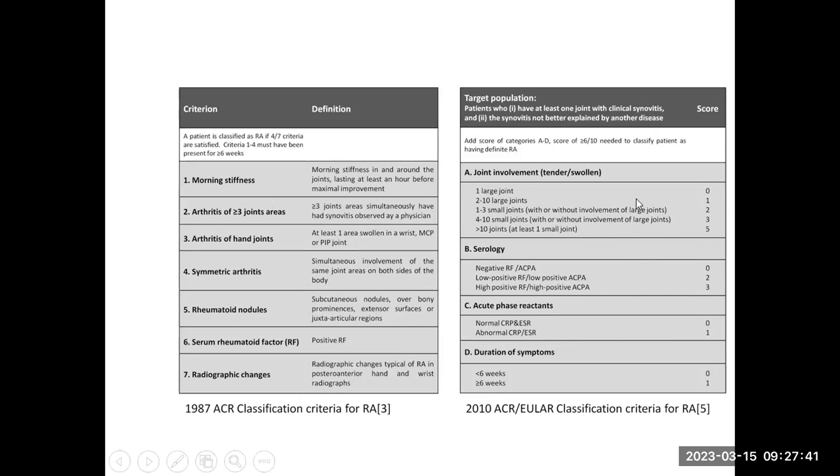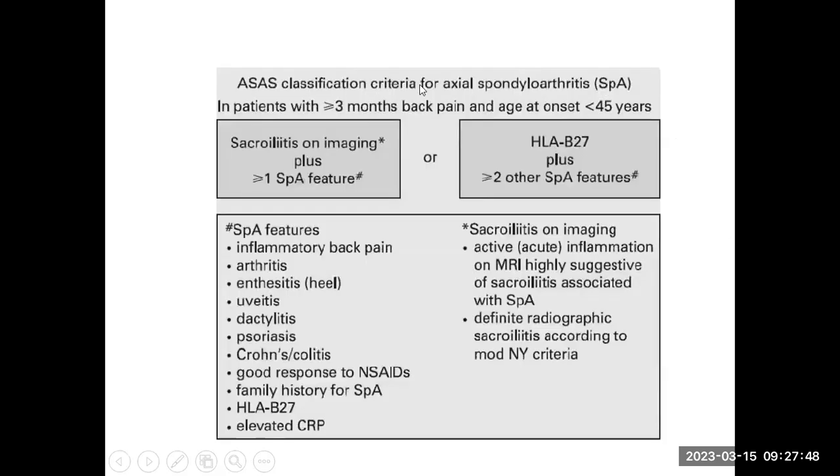So we have the classification criteria to classify rheumatoid arthritis, and there are many classifications to diagnose spondyloarthritis. If you're in doubt, you can use these classification criteria and see if your patient fits with them, and you can diagnose inflammatory arthritis. However, I must say, these are just classification criteria. Diagnosis is not made by the classification criteria.